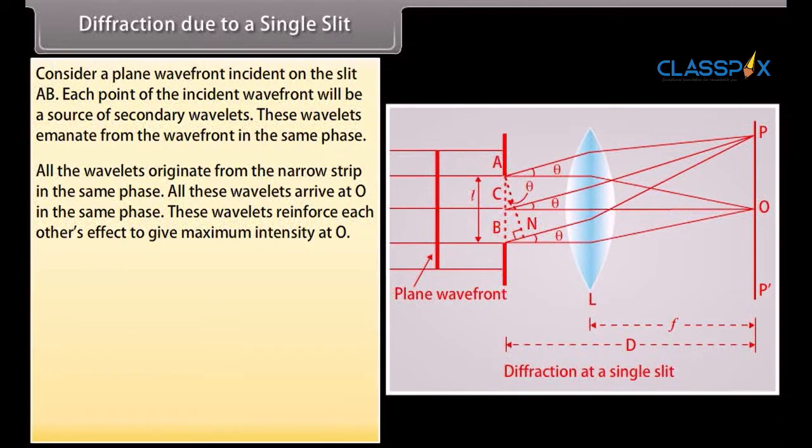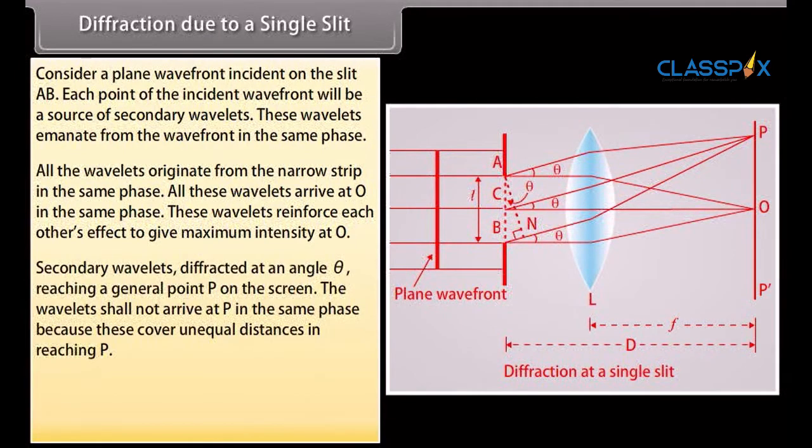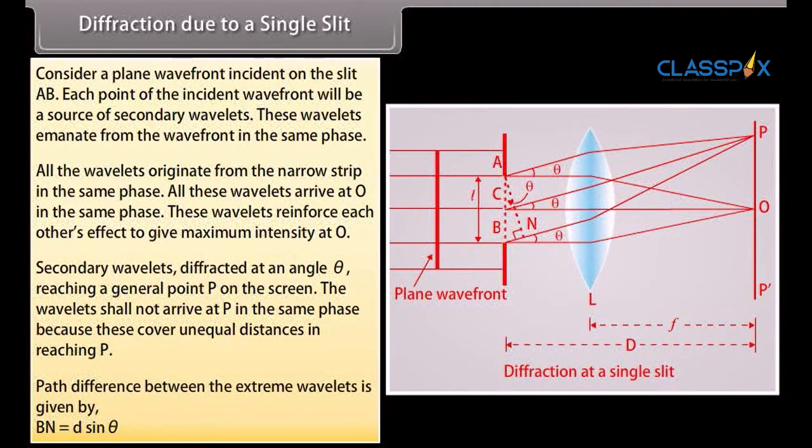Now consider the formation of secondary minima and secondary maxima. Secondary wavelets diffracted at angle theta reach a general point P on the screen. The wavelets shall not arrive at P in the same phase because these cover unequal distances in reaching P. Path difference between the extreme wavelets is given by BN equal to d sin theta.